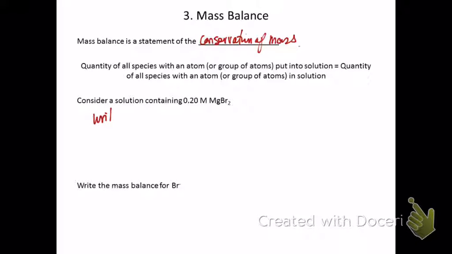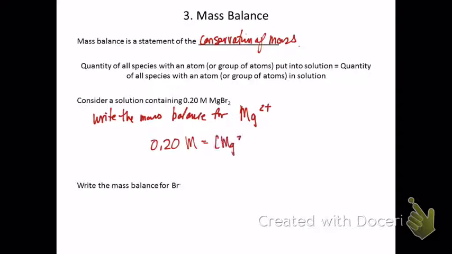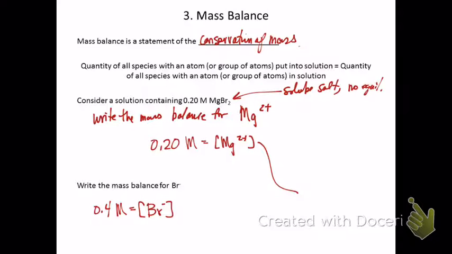Now, before we get to the formal form of this, we're going to write out a little bit simpler case. So we're considering a solution that has 0.2 molar magnesium bromide. And I want to write the mass balance equation just for the magnesium. You see here that we can say very simply that we have 0.2 molar is equal to the concentration of magnesium 2 plus. Now if we consider for a moment what the concentration is of the bromide, we can see that bromide has a concentration of 0.4 molar. We know this because we have 2 bromides for every magnesium ion, so its concentration must be double.